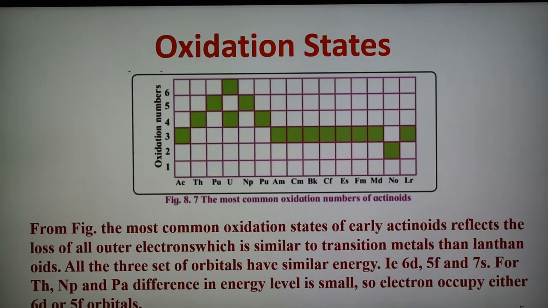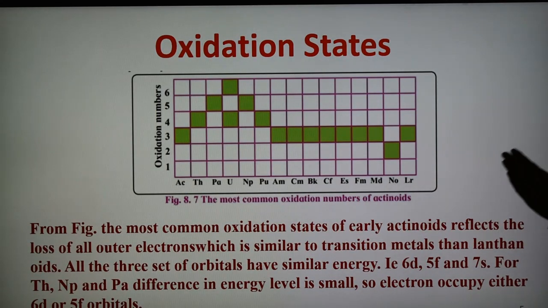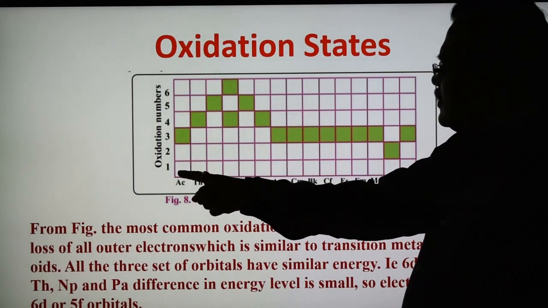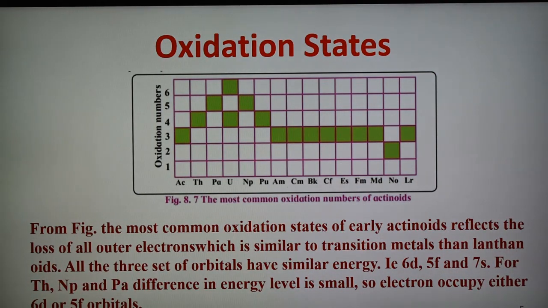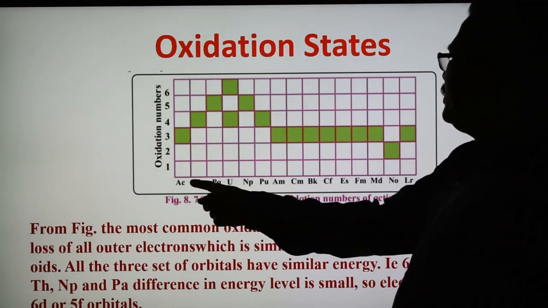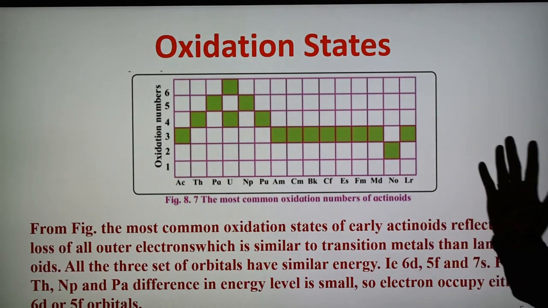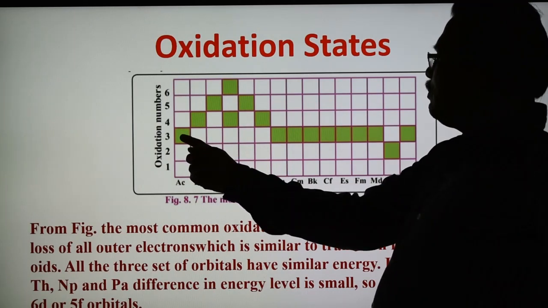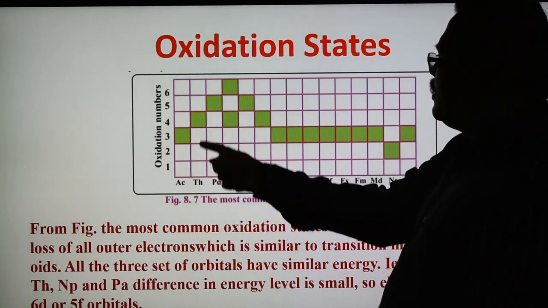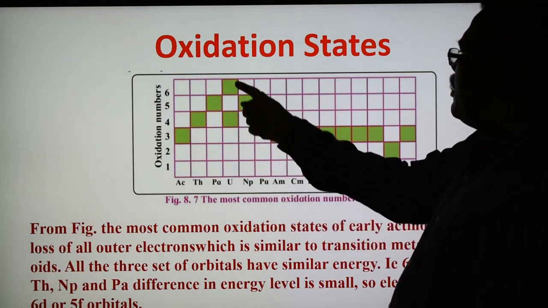This figure shows the most common oxidation states shown by the actinoid elements. Here these are numbers 1, 2, 3, 4, 5. This is the oxidation number, and here the elements are given: actinium, thorium, protactinium, uranium, neptunium, plutonium. So remember the names of all the 14 elements of actinoids. Actinium has a +3 oxidation state, thorium has +4, protactinium has +5, and uranium has +6.